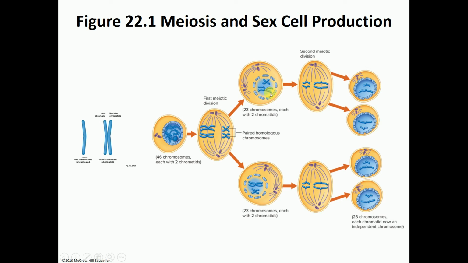The second meiotic division would be splitting these two chromatids and separating them from each other. As you can see here in this image, at the end of the second meiotic division, we would have 4 cells. Each cell has 23 chromosomes, and each chromosome is made out of one chromatid.